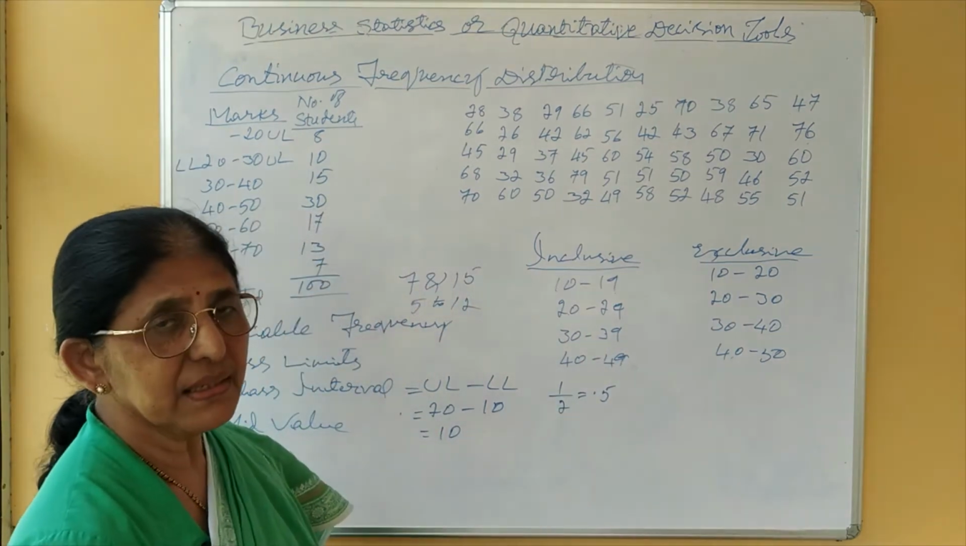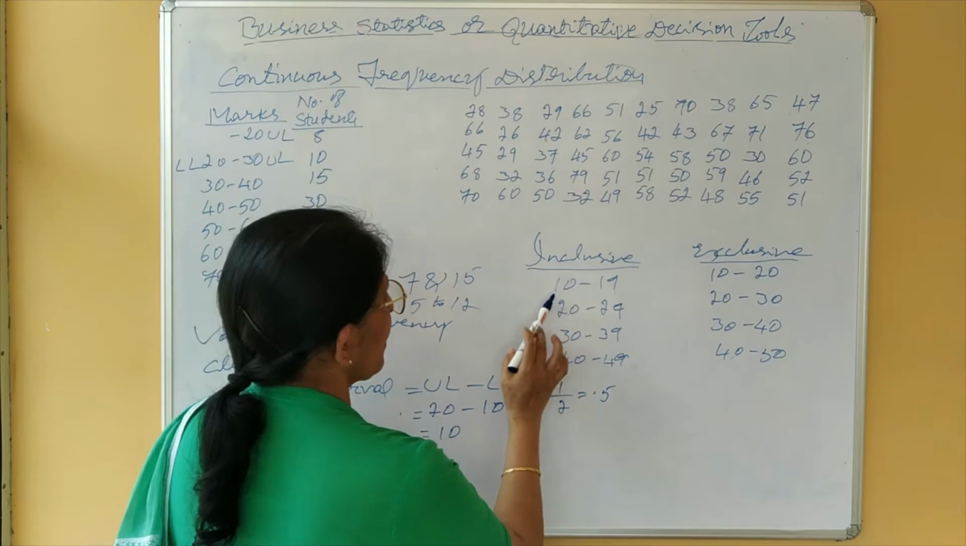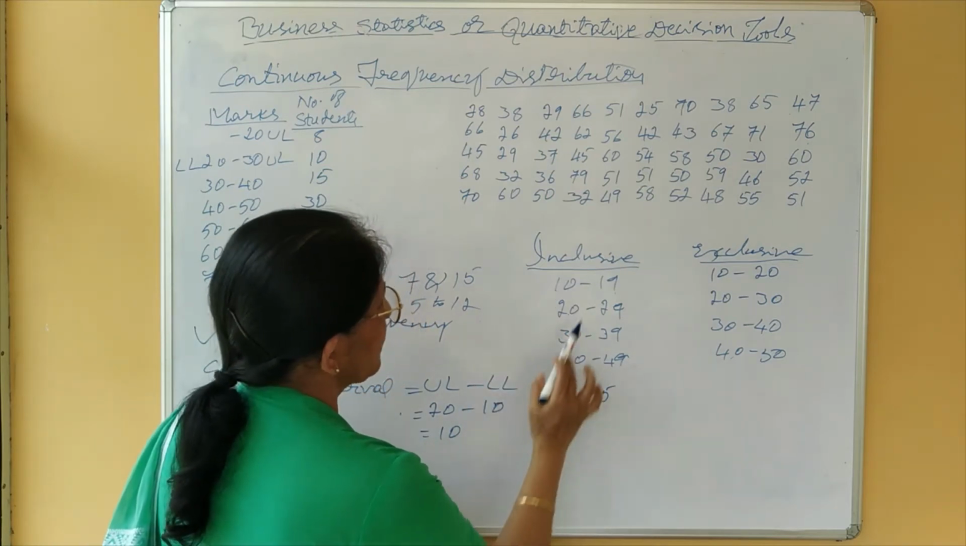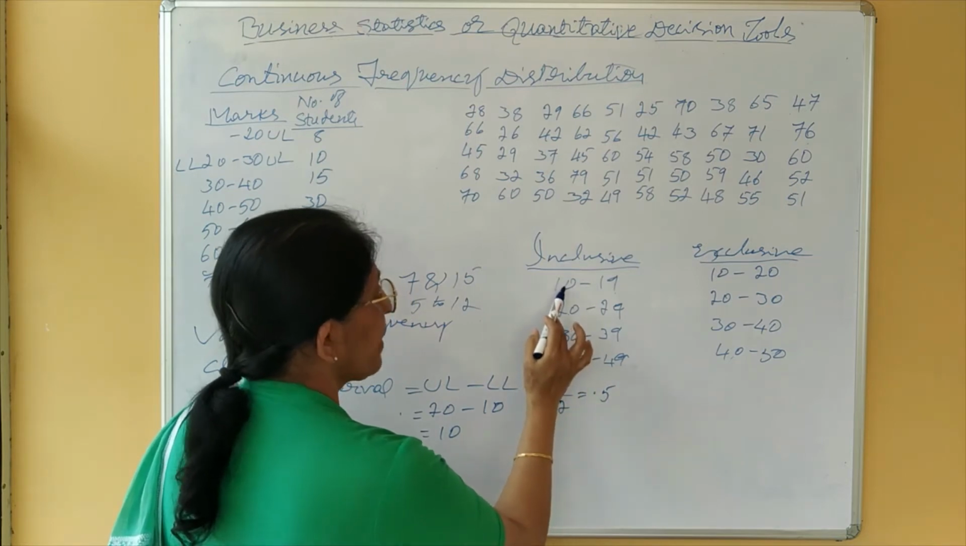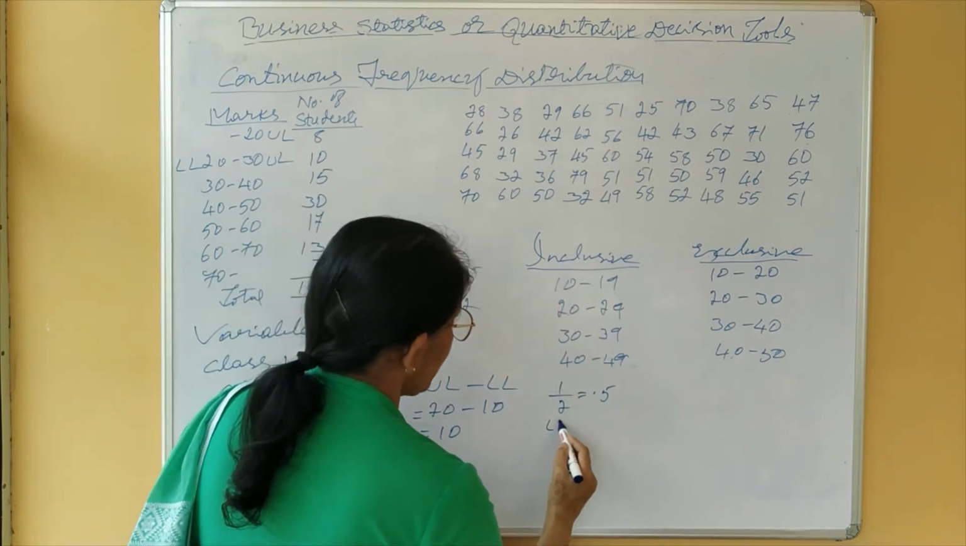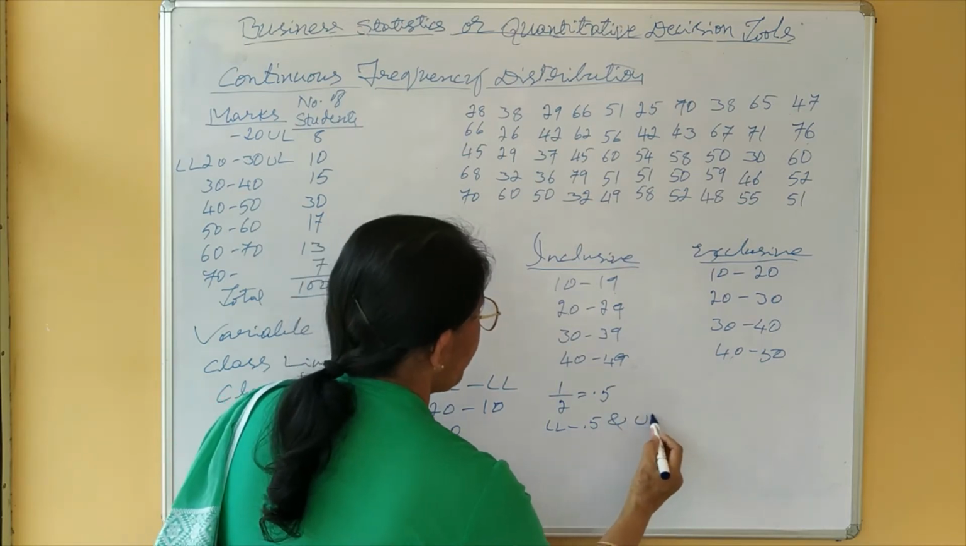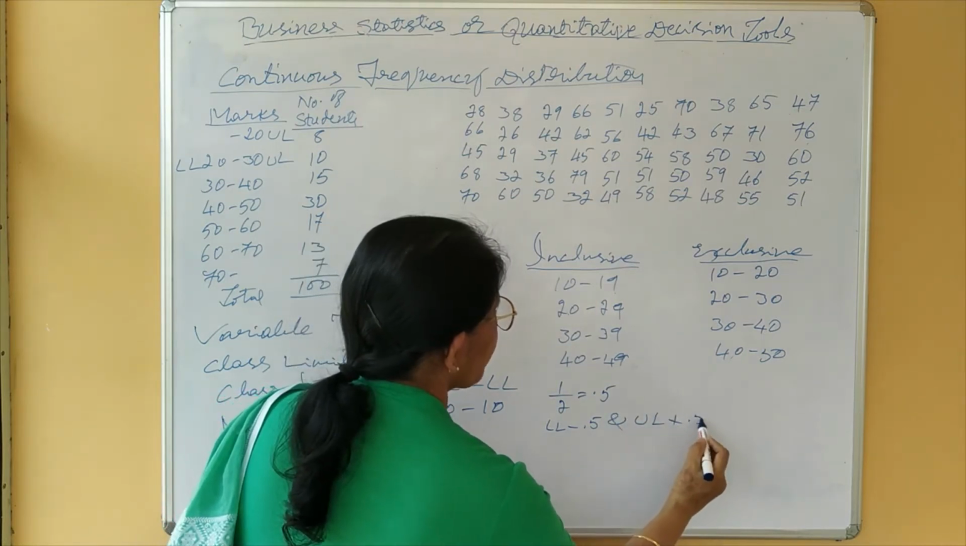Here it is very easy if you follow. Next what you have to do is, you have to subtract half of the jump, that means 0.5, from the lower limit, lower limit minus 0.5, and upper limit plus 0.5. That's all.